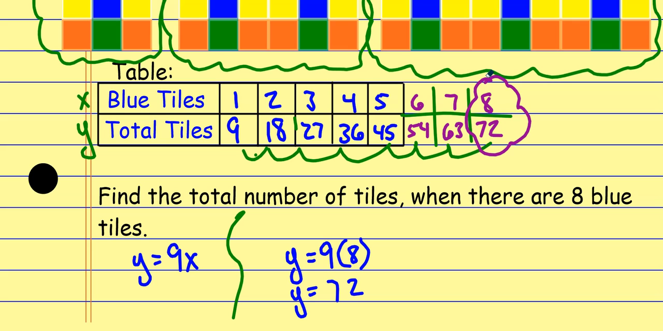And yeah, the table was easy enough to extend to get that value. But if I wanted the 100th value, if I want to know how many total tiles there are when there are 100 blue tiles, well, I certainly wouldn't want to extend the table that far. That's where equations come into play. Okay, so we're looking at the relationship in terms of a table, and then we're coming up with an equation based on the patterns we see within that table. Okay.